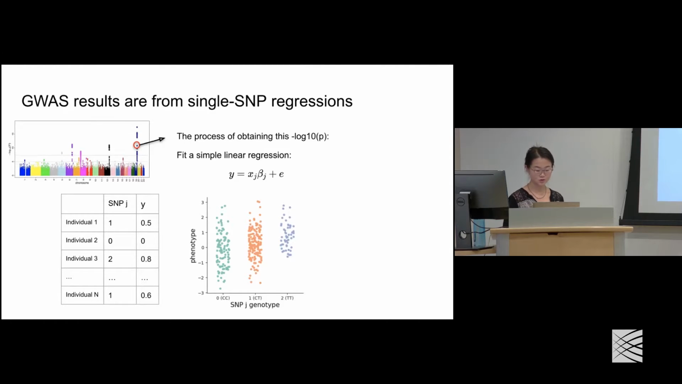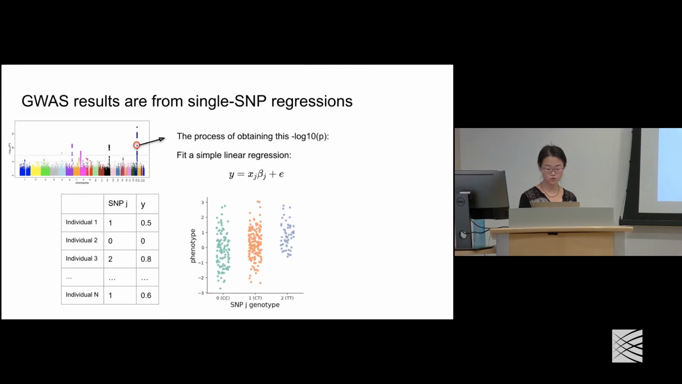The way of doing that is you fit a simple linear regression. Simple means that you only have one feature. So this equation here, y equals x_j times beta_j plus e. Your y is your target vector, whichever phenotype you prefer, and your x_j is your genotype vector at one position, SNP j. You can imagine this could be the number of copies of a T allele at a position, coded as 0, 1, and 2.